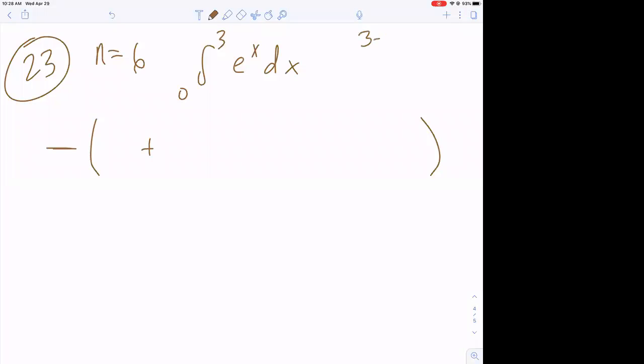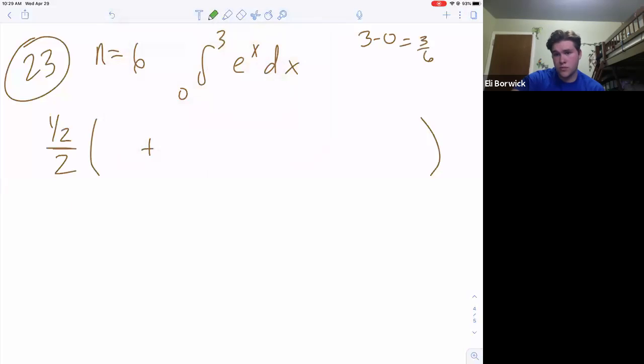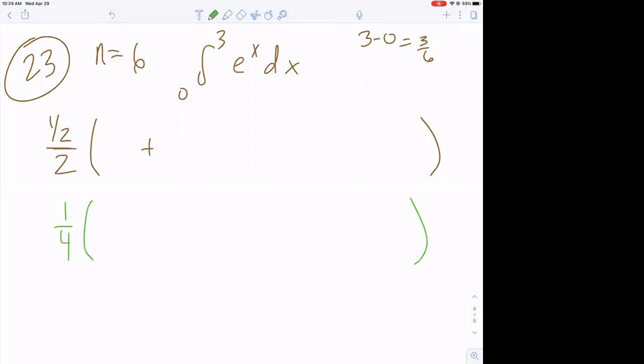Alright, did you guys do 3 minus 0 is 3 divided by 6, so each one's a half, but then that half has to be over 2. Cool. So you get 1/4 out front, pretty much. And then to get the insides, you've got to plug in 0, a half, 1, 1.5, 2, 2.5, and 3. You've got to plug in all 7 of these things.